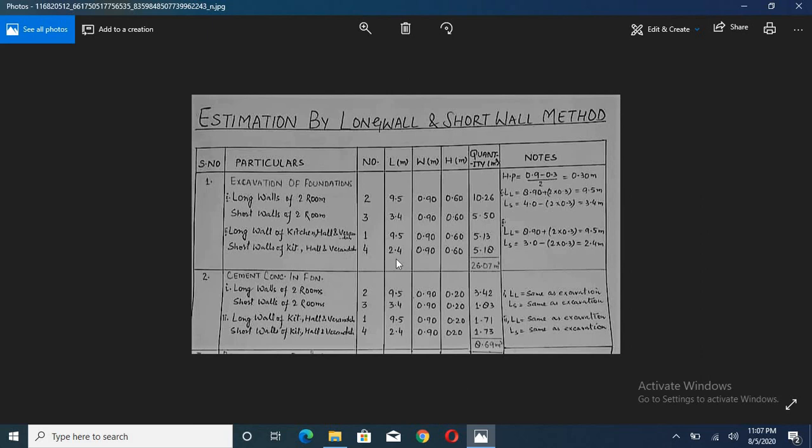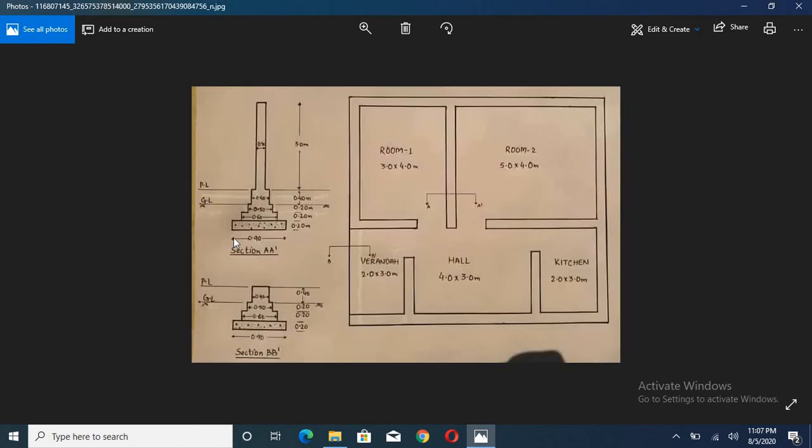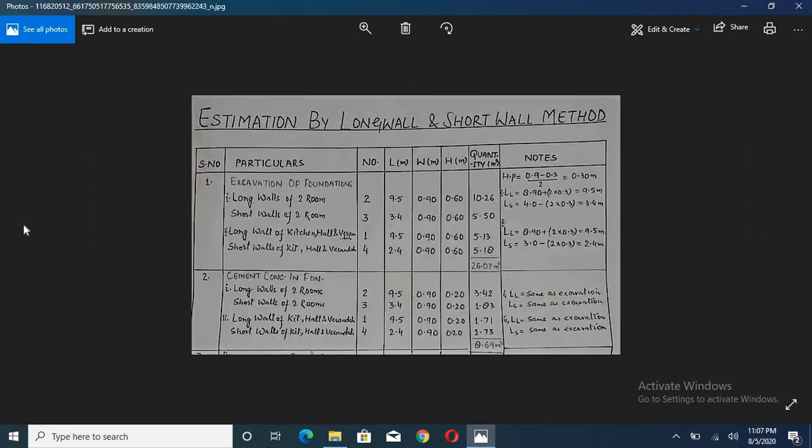This one is clear, where this 2.4 has come from, and the number is 4. Here 0.9 is the width and height is 0.6. Once again going to the picture, 0.9 is the width, this one, and height is 0.6. I hope this earthwork excavation calculation is easy and convenient for you to understand by this 2D and 3D picture. Thank you for today.